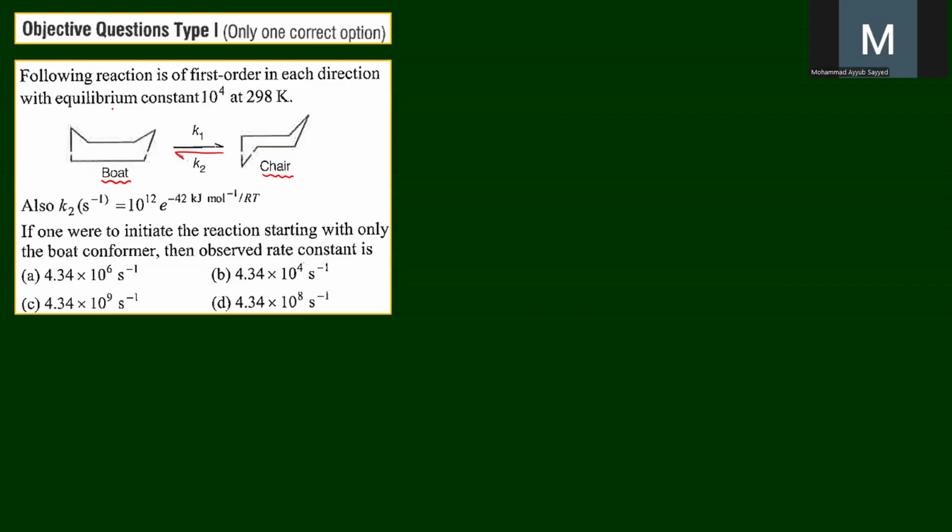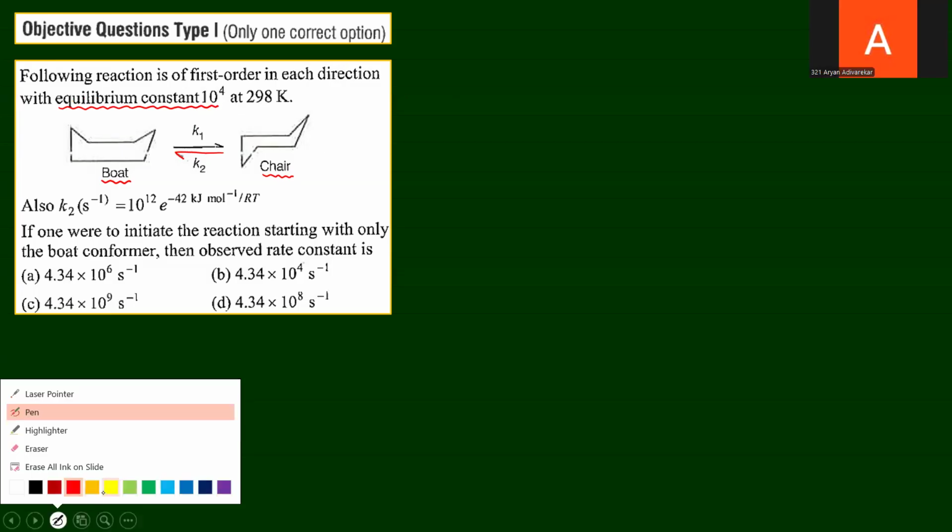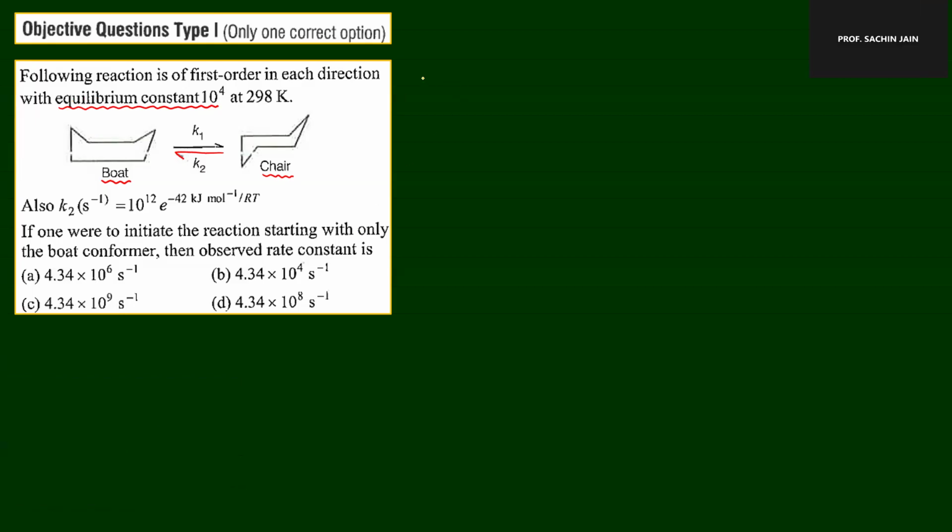The equilibrium constant Kc is given. And how is the equilibrium constant related to K1 and K2? K1 by K2. Don't make a mistake here. The only important thing to understand here is that the equilibrium constant, which is a constant for a reversible reaction, that is Kc, will be equal to K forward upon K backward, where Kf is the rate constant of the forward reaction and Kb is the rate constant of the backward reaction, which is given as K1 by K2.